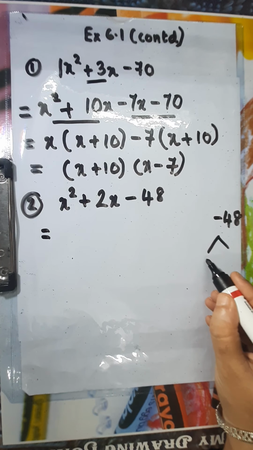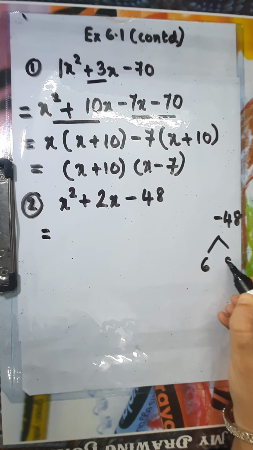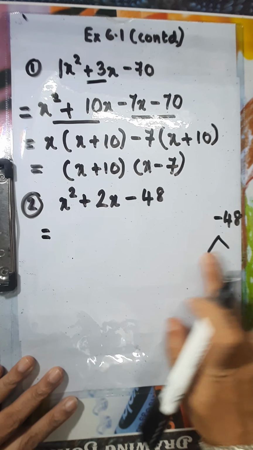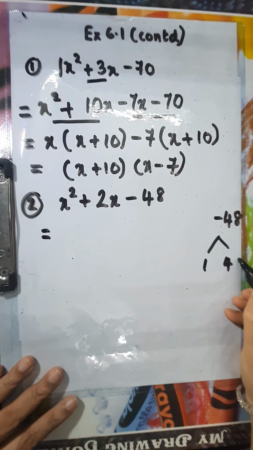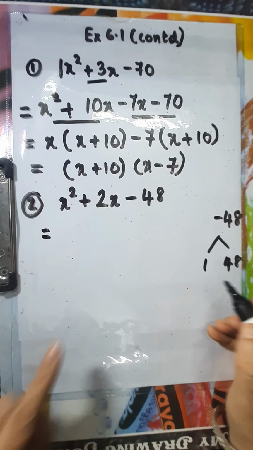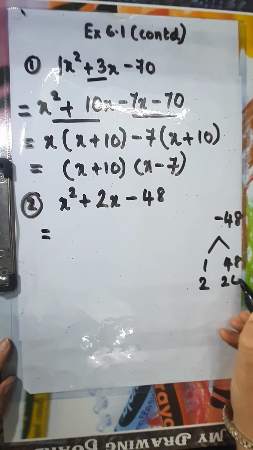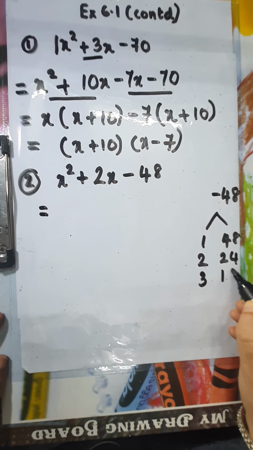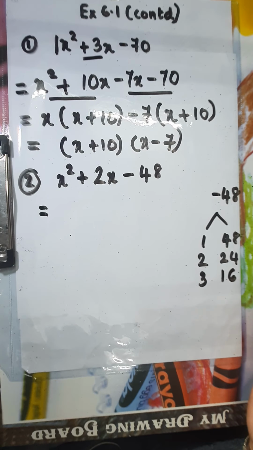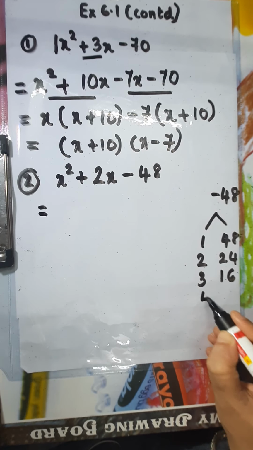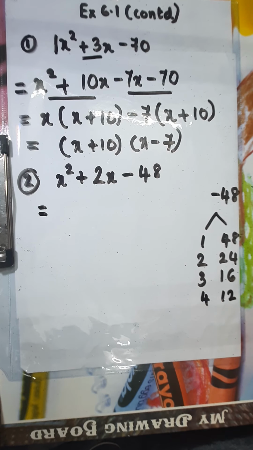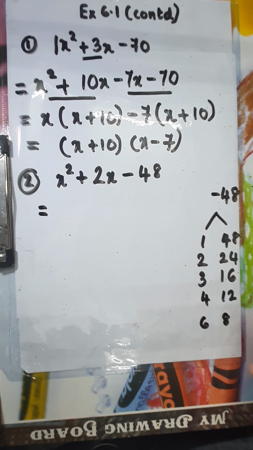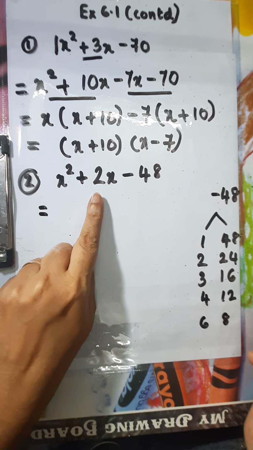I will get 6 8s are 48. You can start from 2. You want to start from 2? You can start 1 and 48. I need 2. I must subtract to get 2. Then 2 and 24. Okay. Then 3 and 16. When I subtract, am I getting 2? No. 4 and 12. No. 6 and 8. Am I getting 2? Yes. So now you look at the signs.